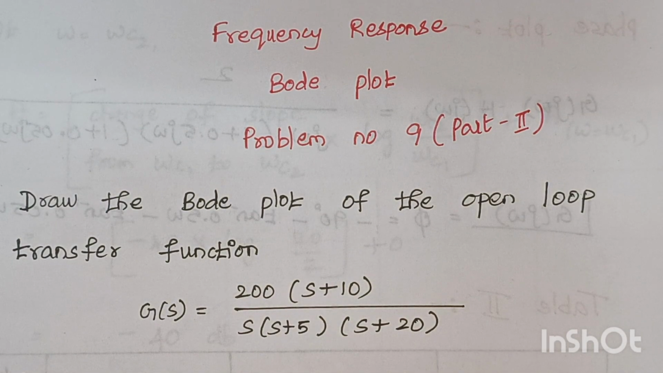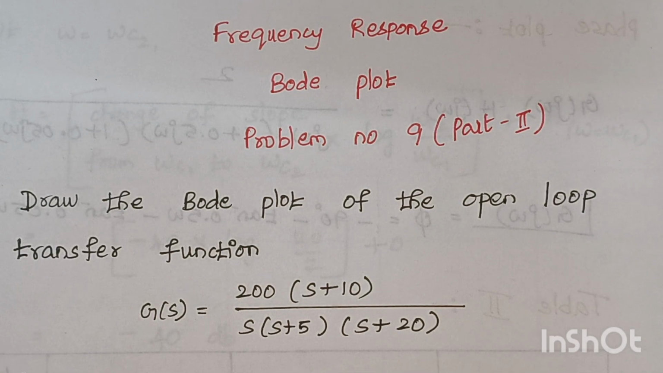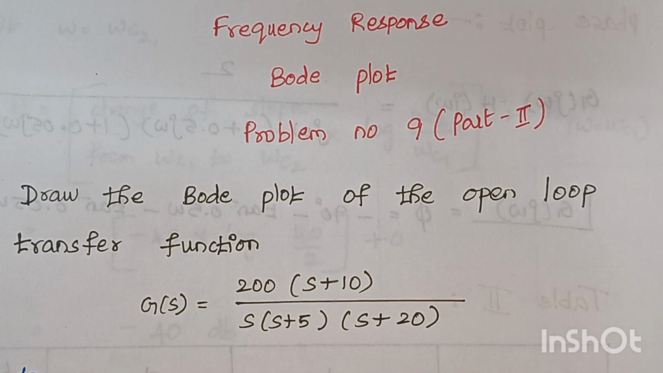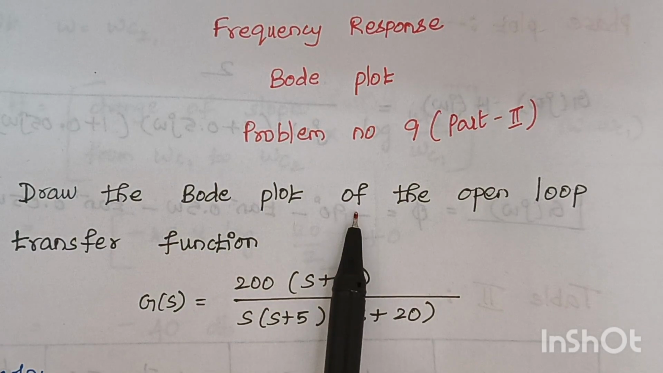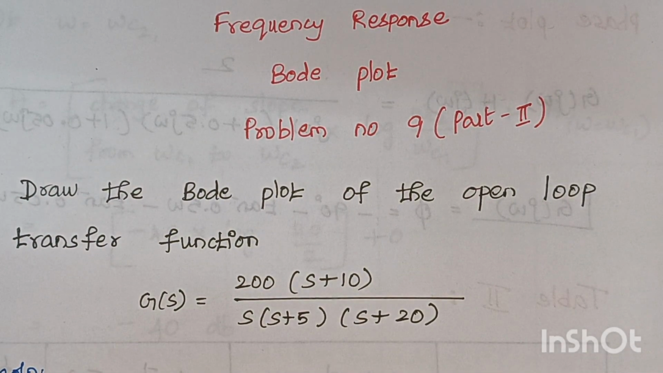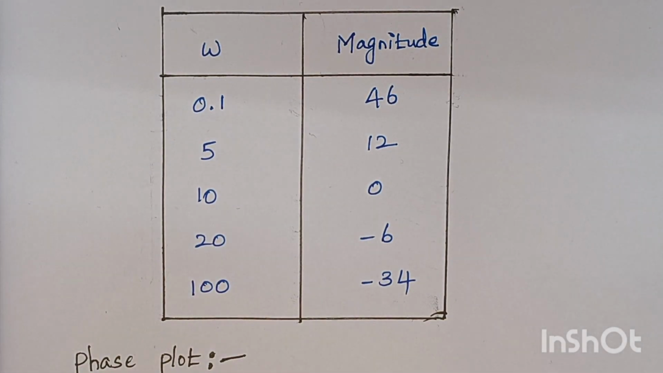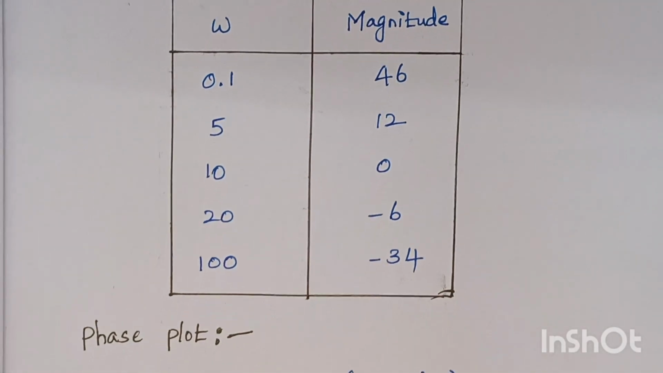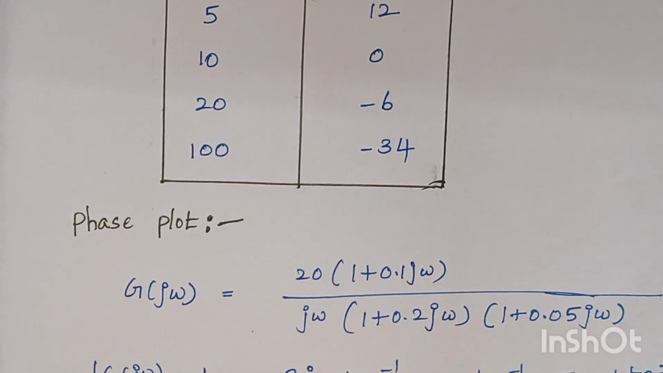Today we are going to solve Bode plot problem number 9 part 2. The problem is: draw the Bode plot of the open loop transfer function, and this is the given transfer function. In part 1 we found the different values of magnitude for different frequencies. Now we are going to proceed with the phase plot. So for the phase plot, this is the given problem.